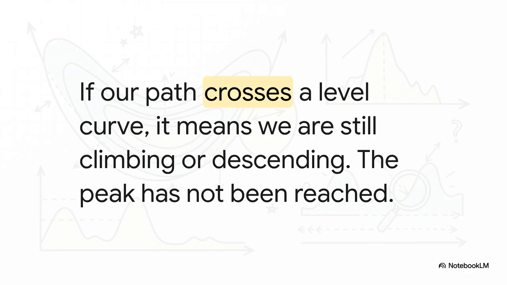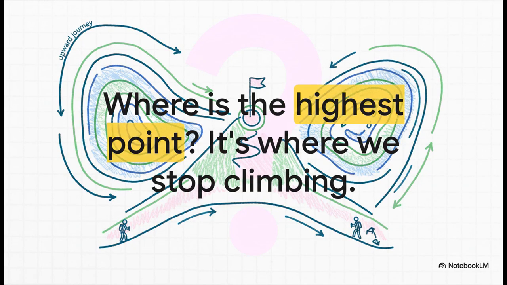And this is a really crucial point. If your path is actively crossing a level curve, you can't possibly be at the highest point yet. Why not? Well, because the very act of crossing means that just a little bit further down your path, there's another point on a different level curve, a higher one if you're climbing. The journey isn't over yet. So that leads us to the big question, doesn't it? If crossing a contour line means you're still on your way up or down, where could the highest point possibly be? It has to be at that one perfect moment where you stop going up, just for an instant, right before you start going back down.